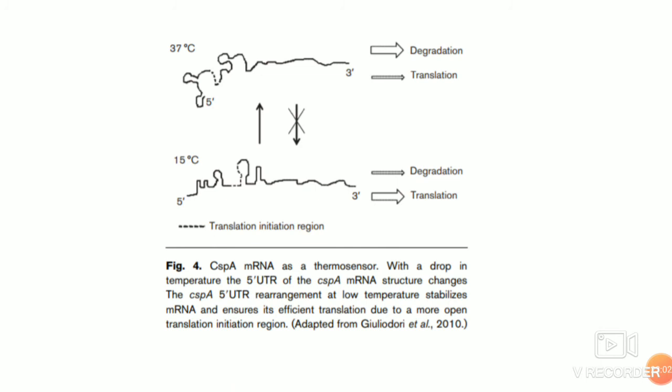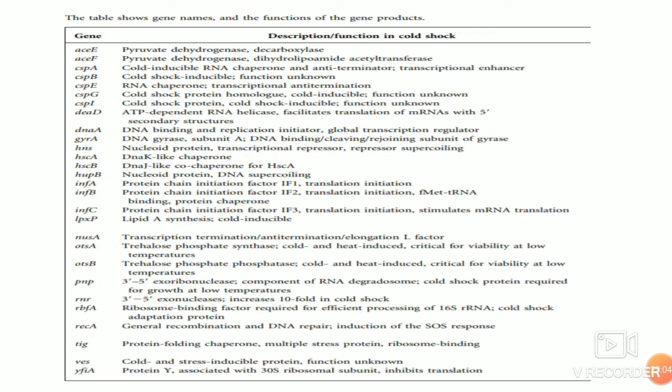So there are many different proteins which are induced under cold shock. Pyruvate dehydrogenase decarboxylase is expressed more. Cold shock protein A is expressed more, which is an RNA chaperone, anti-terminator and transcription enhancer, and homologs of CSPA, that is CSPB, E, and G, are produced. They are also cold shock proteins and transcriptional anti-terminators. DEAD box protein D, DNA A, and gyrase are produced more.